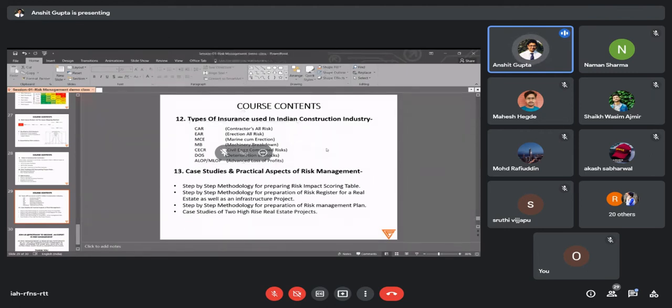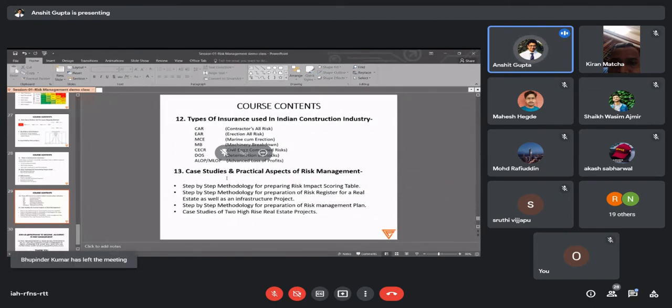These policies we will discuss in detail: contractors all risk policy, erectors all risk policy, this CAR everyone might have heard of. Okay, MCE, marine cum erection, machinery breakdown, CECR, civil engineering completed risk policy. All these policies we will discuss in detail, which are required. Some are required by client, some are required by contractor, etc. We'll discuss all these policies in detail.